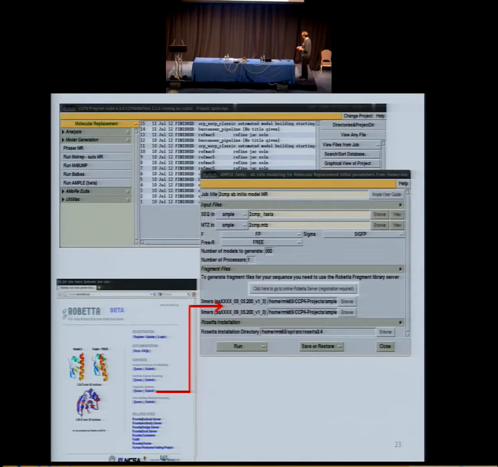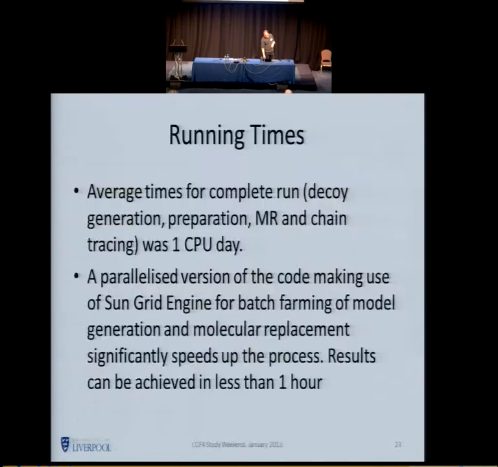I won't talk about that. There is documentation on the wiki that explains in detail how to run it. Because we're not attempting very clever ab initio modeling, the run times are quite reasonable, so that benchmarking exercise around about 1 CPU day for the whole process, including the modeling, and it can all be speeded up using multiple processors or cores.